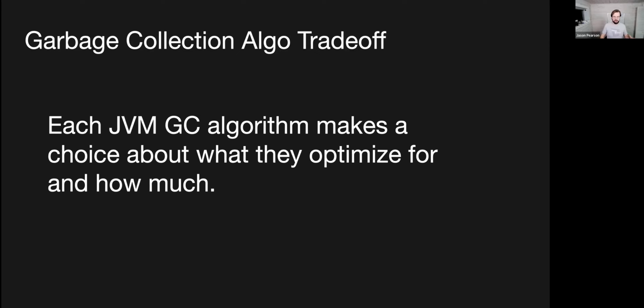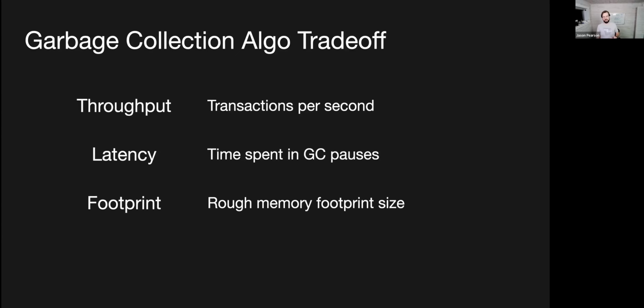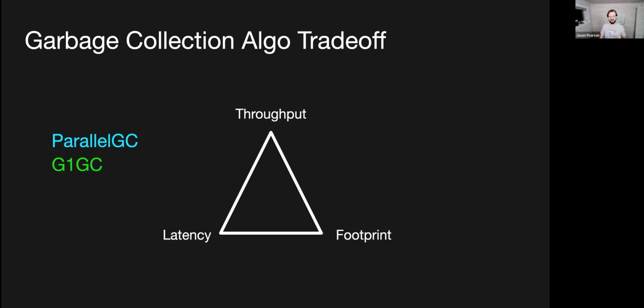Each JVM GC algorithm makes a choice about what it optimizes for and how much. There's throughput, latency, and footprint. Throughput is about how fast it goes, transactions per second. Latency is time spent in GC pauses, what the algorithm would allow time for. And footprint is just how much memory it's going to use, essentially. You should think of these things as points on a triangle. They're trade-offs that the algorithms make in how they're programmed.